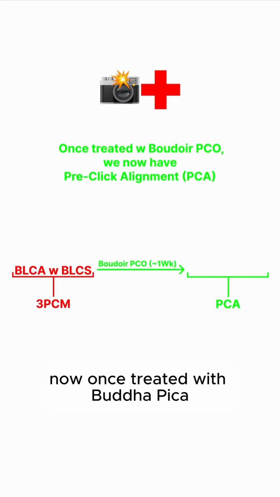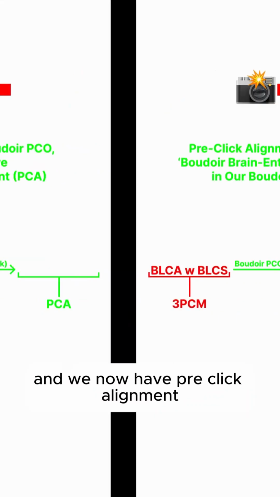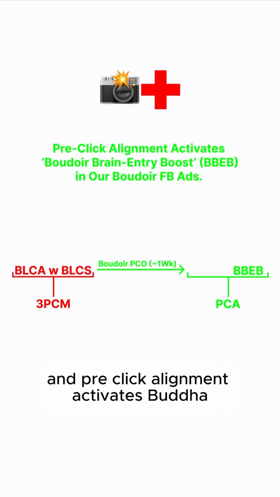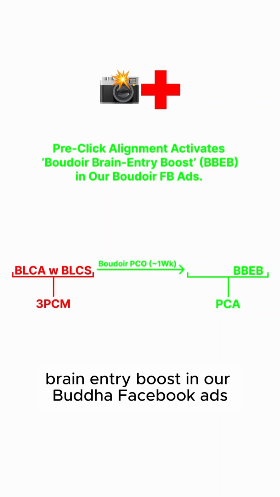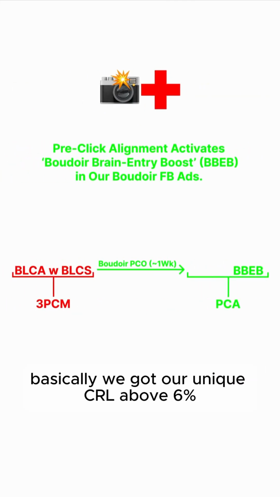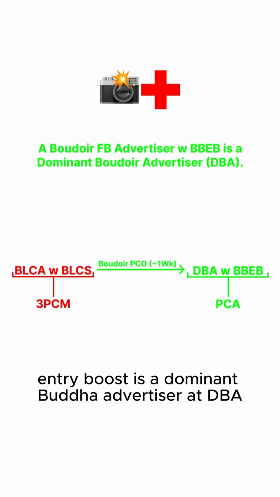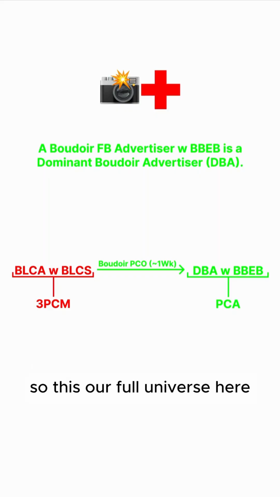Now, once treated with Boudoir Pico, we now have pre-click alignment. So we would have gotten rid of the 3 pre-click mistakes, and we now have pre-click alignment. And pre-click alignment activates Boudoir brain entry boost in our Boudoir Facebook ads. Basically, we got our unique CTR above 6%. And a Boudoir Facebook advertiser with Boudoir brain entry boost is a dominant Boudoir advertiser, or DBA. So this is our full universe here.